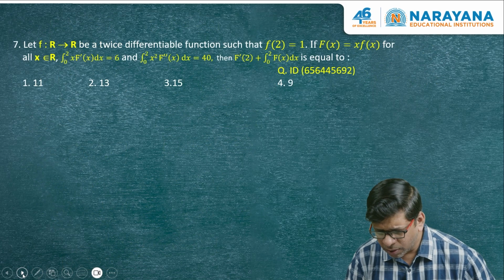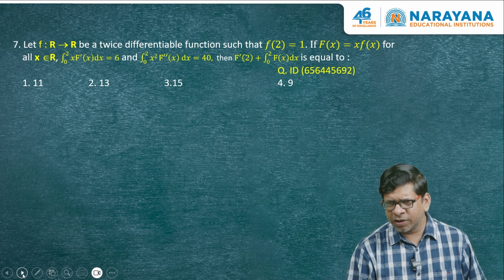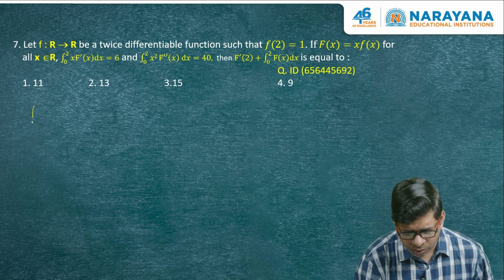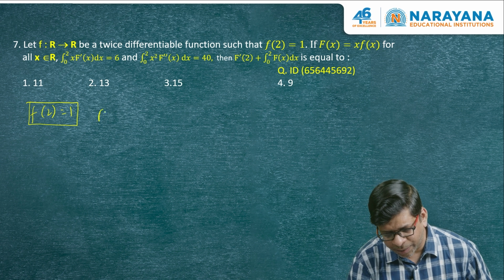Next question. Function is used. F from R to R, twice differentiable function. F of 2 equals to 1. Now what is the role of this small f and capital F? Because they are related. Capital F of x is x f of x.